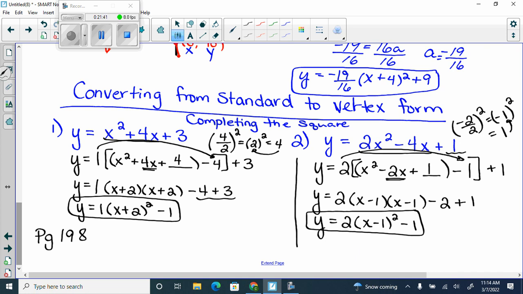Number 1, A, B. Number 5, that's equations of a graph. And then number 14. So number 14 says, write each function in vertex form and verify your answer.